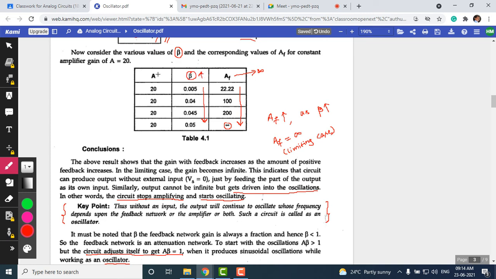When beta increases, keeping the basic amplifier gain constant, and we increase the feedback network gain beta from 0.005 to 0.05, we can see that Af has increased from a very small value of 22.22 all the way to infinity. That means the amplifier with feedback produces an infinite gain when the beta network has large gain. When Af increases because of the increase in beta, Af becoming infinity is a limiting case. That means the circuit can produce an infinite output even without an input signal, as we will see.